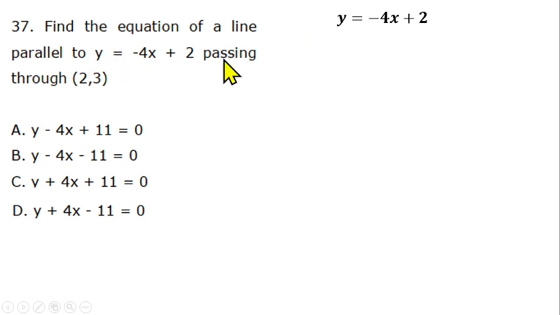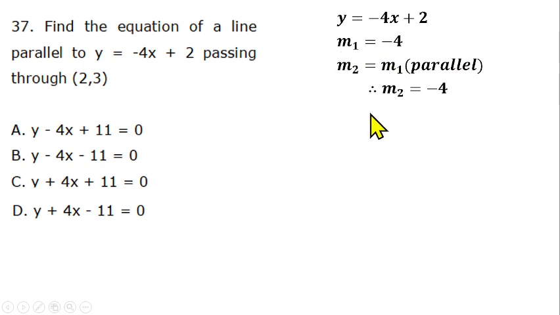So you are given this line, y equals minus 4x plus 2, so you can find the gradient of this line. The gradient will be minus 4, which is the coefficient of x here, because y is already the subject of the formula. So gradient is going to be minus 4. Two lines are parallel when their gradients are equal, so that means m2, which is the gradient of the line we are looking for, will be minus 4 as well.